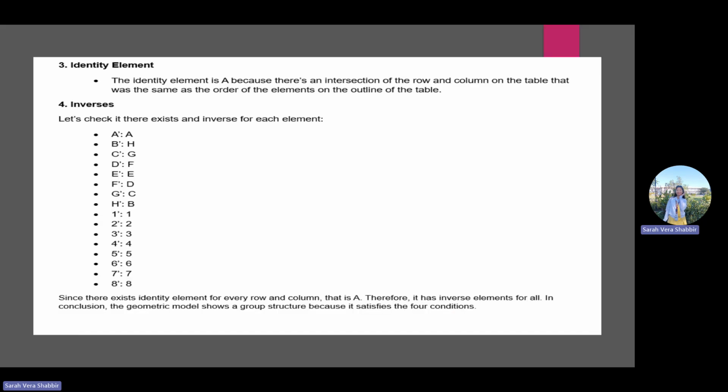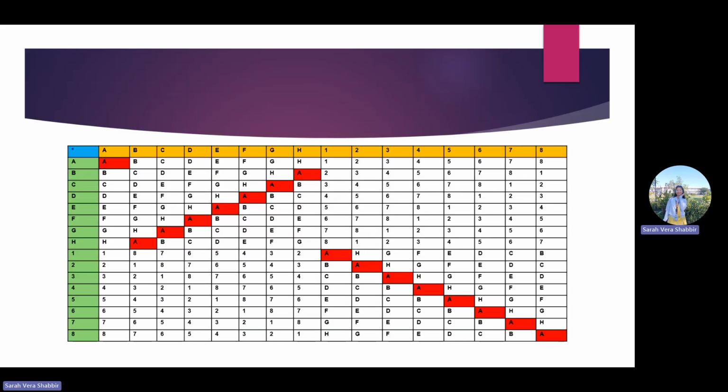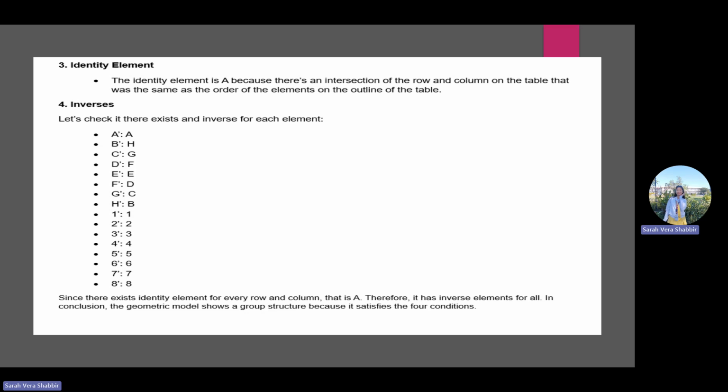And for the third, identity element. As I've shown you earlier, the identity element is A because there's an intersection of the row and column on the table that was the same as the order of the elements on the outline of the table. So this is the identity element, meaning when we do this, we will go back to our original position.